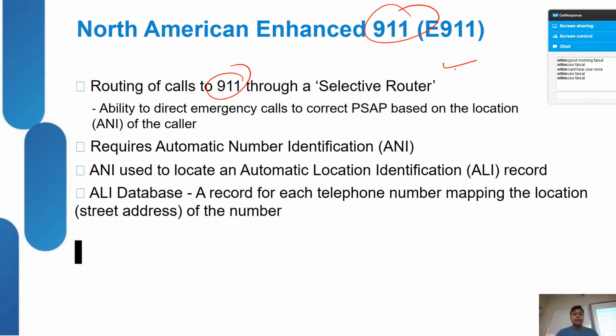It requires the use of ANI, which is your caller ID, and ANI is used to locate the ALI record. Remember the ALI database? Address Location Identification Database. That is basically the database that contains your phone number and your address, with an ALI database record for each phone number mapped to a location.